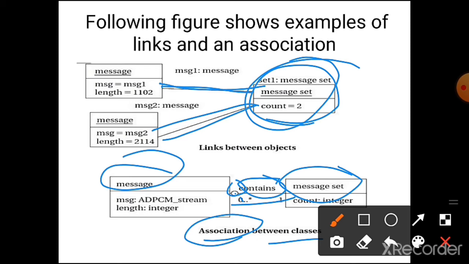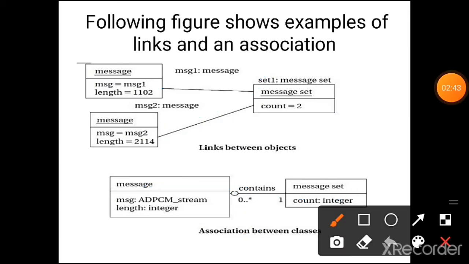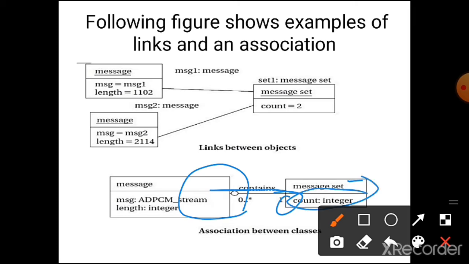messages contained here. Here 0 or star indicates that 0 or more messages are contained. And here one message set is there, and it contains 0 or more messages. So this is the association between the classes. And here the message class contains the count, which tracks the number of active messages.